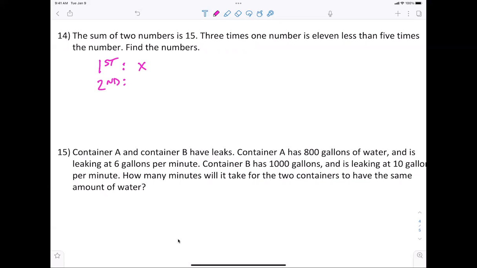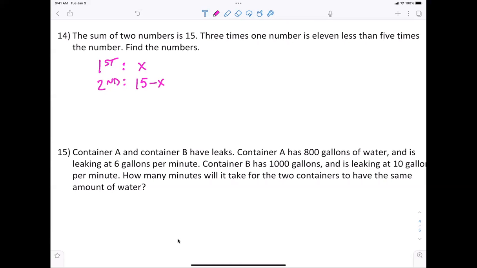Nope. That is true. It is 15 minus x. Now, how do we know that? And some of you are like, I wouldn't have thought about that. I know you wouldn't have thought about that. That's why you're in here. I'm helping you think about things differently.